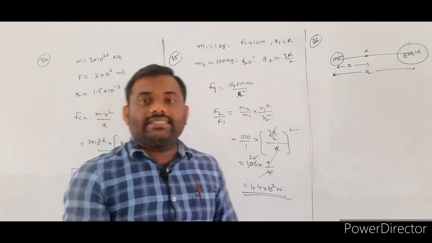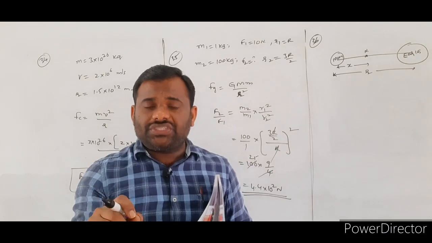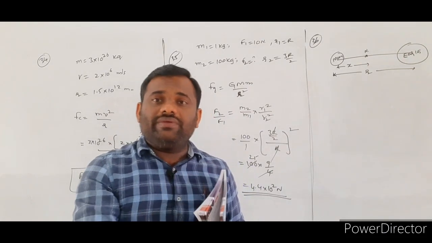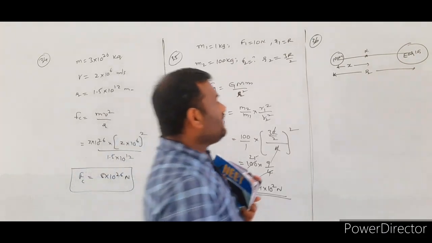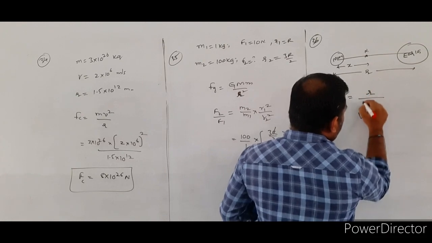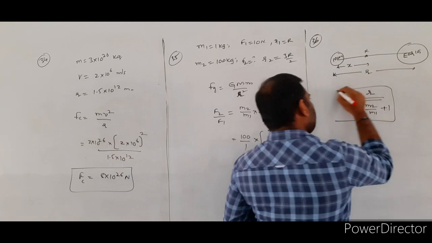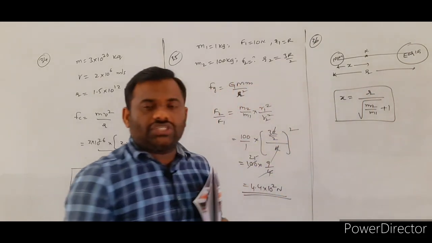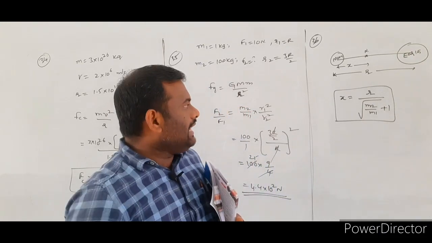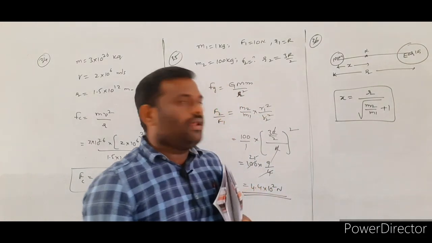So this is the concept of a null point. What is the null point? It means the point at which the resultant gravitational field intensity is equal to 0 in between the two given masses. The formula for the null point: the position of the null point, measured from the smaller mass, is given by x is equal to small r by under root of m2 by m1 plus 1.